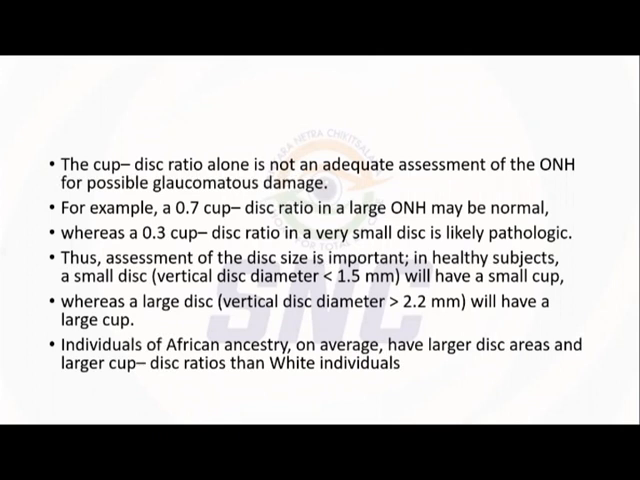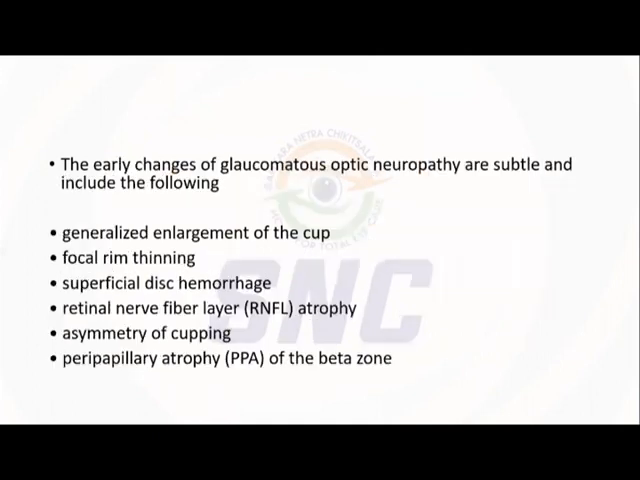Individuals of African ancestry on average have a larger disc area and larger cup disc ratio than white individuals. So this is a very, very important topic.